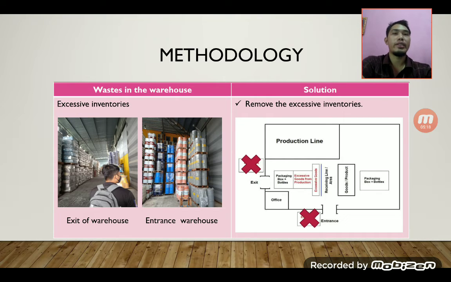Okay, next slide is the types of waste that exist in the warehouse. Firstly is excessive inventory, such as shown in the figure at the exit and entrance of the warehouse. The solution is to remove the excessive inventories so that the warehouse will look organized.